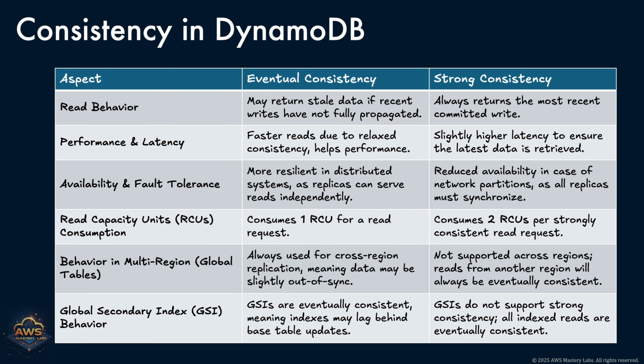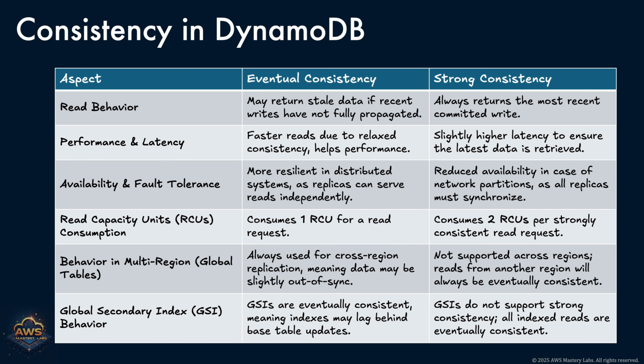In Amazon DynamoDB, applications can choose between eventual consistency and strong consistency for read operations, each offering different trade-offs in terms of performance, availability, and accuracy. With eventual consistency, read requests may return stale data if recent writes have not fully propagated across all replicas. This approach prioritizes high availability and performance, as reads can be served from multiple replicas without waiting for full synchronization.